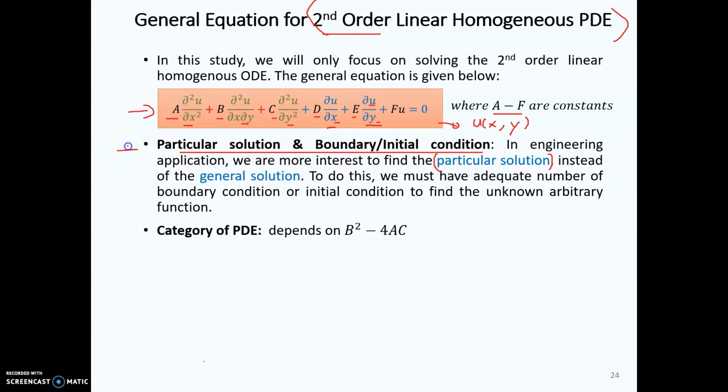Before we proceed to solve the PDE, you must know how to classify the category of the PDE. This can be done by evaluating the constants A, B, C for the second derivative here. So you need to compute this formula, which is b squared minus 4ac, and from the value you can classify the category for the PDE.